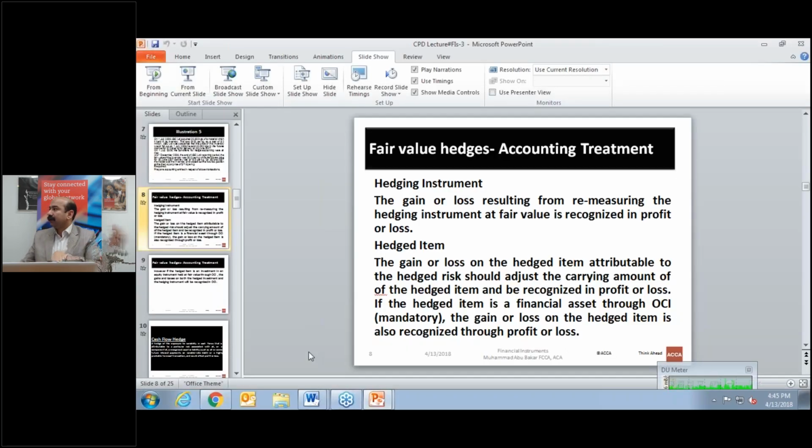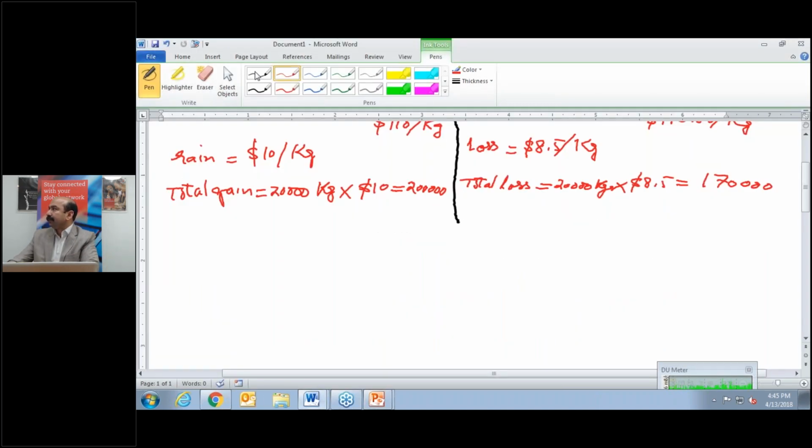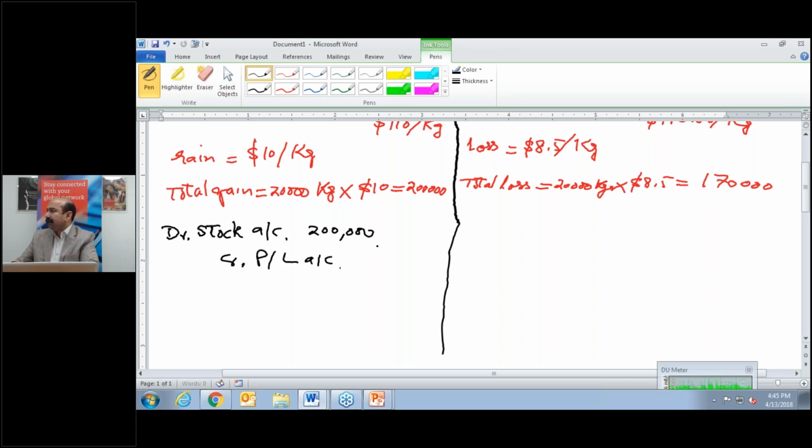Let's go back to our working. The double entry will be: because there is a gain, and this is the hedged item, which is our stock, we will debit the stock with this amount, 200,000. Credit, as we saw, profit and loss account. So your inventory value is now increased by 200,000.